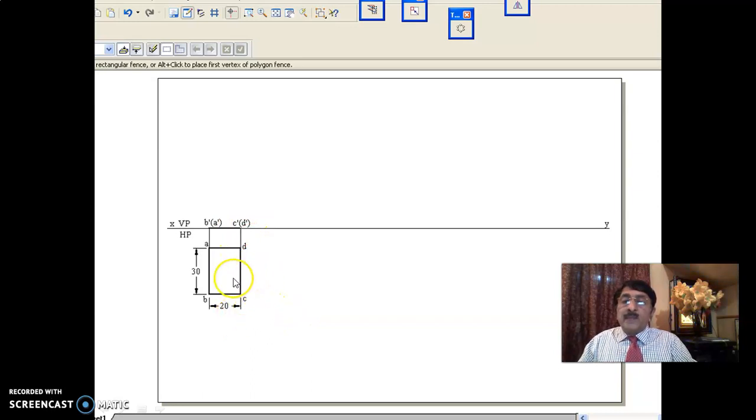See here, this longer side of the rectangle is perpendicular to VP. When the side of the rectangle is perpendicular to VP, you see the significance. Let us say I lift this CD. Then don't you think AB will be on HP? That means the longer side of the rectangle will be on HP.